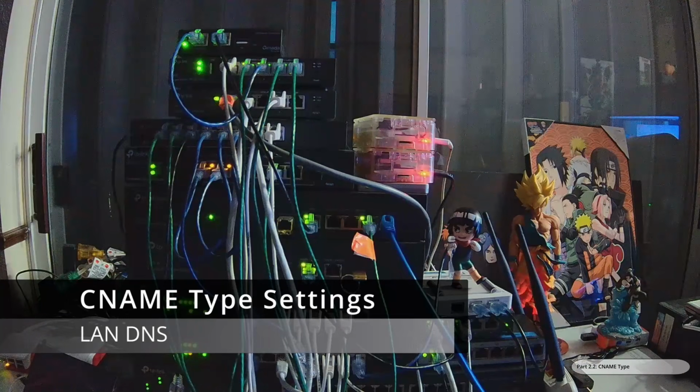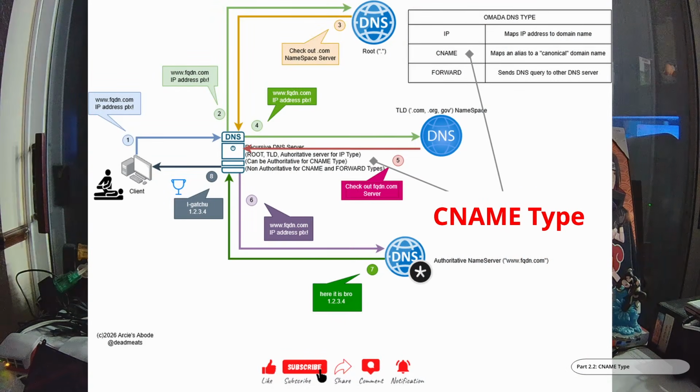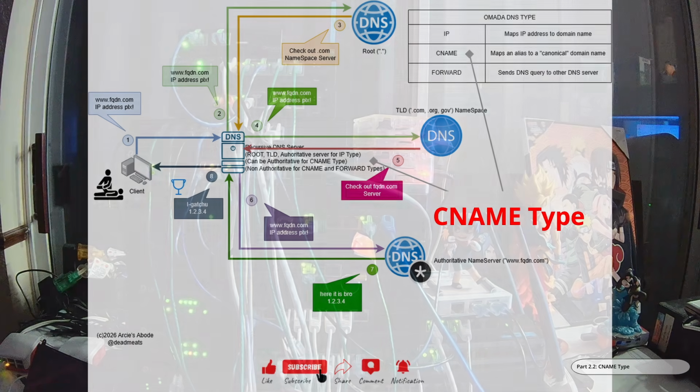As for the LAN DNS for CNAME, this is used to set aliases for domain names. With CNAME type, the gateway maps the domain name to the configured CNAME. It then sends the request to the DNS server and replies to the local host with the IP address corresponding to the CNAME domain name.